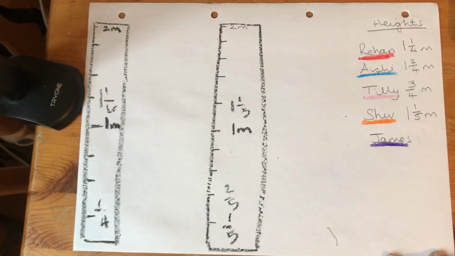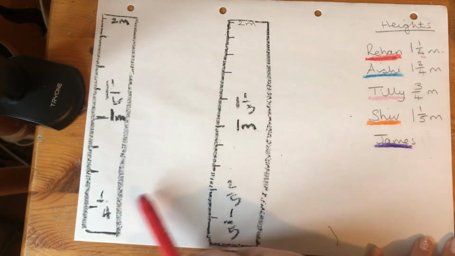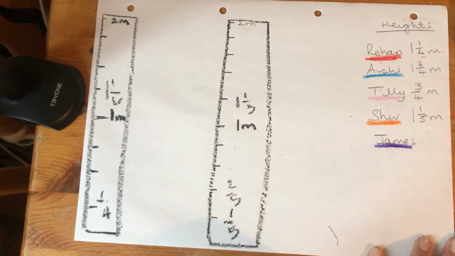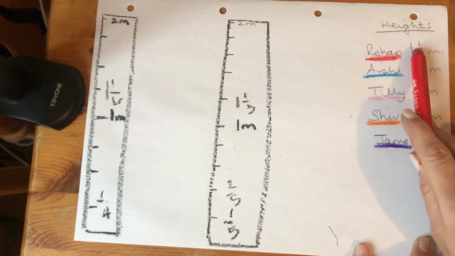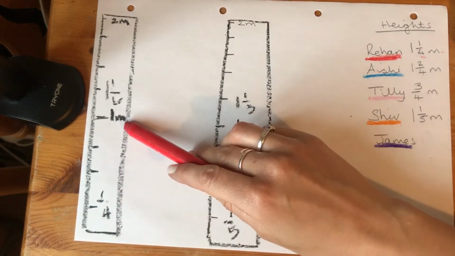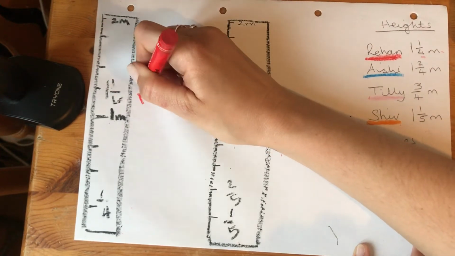So if we were to add our heights on here, where would we add them? So we know that Rayhan is 1 1/4 metres tall. If we're looking at quarters, we've got to think which one would be more sensible for us to use. And obviously it'd be the one that's split up into quarters. So if Rayhan is 1 1/4, we would go to 1 and then find 1 1/4. So Rayhan would go there.